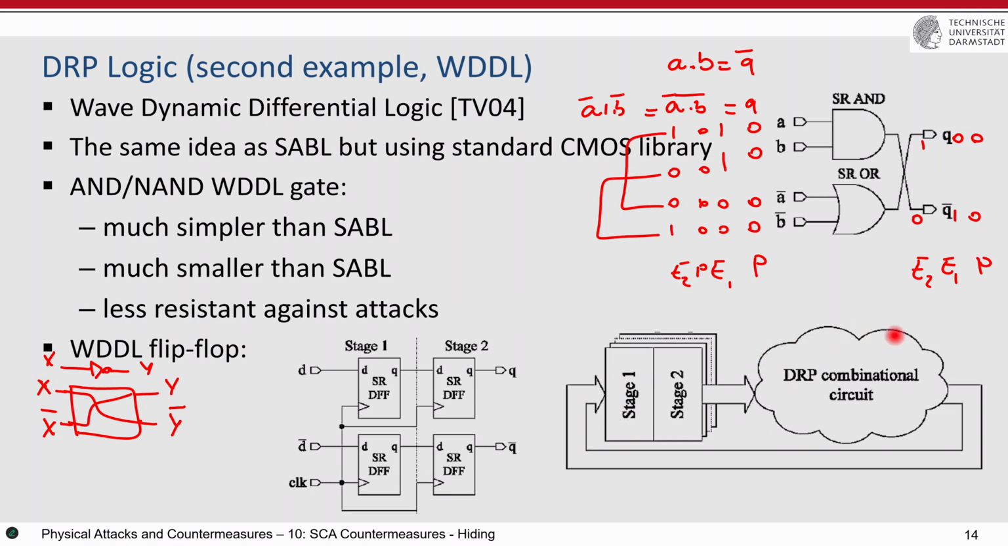The combinational circuit is built fully with these WDDL gates, and then you need to have the registers. But the registers should also work in the dual rail form and also with the pre-charge phase and evaluation phases. It means that you should have 2 flip-flops for every cell, every bit, one for the D, another one for D bar, and one more stage to have the evaluation and pre-charge phases. Then 4 flip-flops to save 1 single bit.